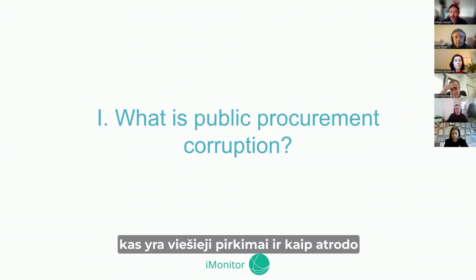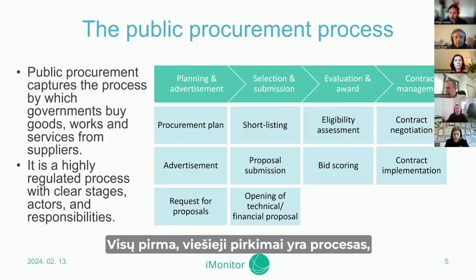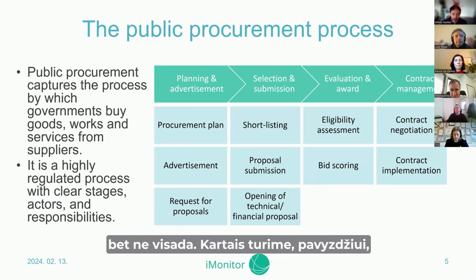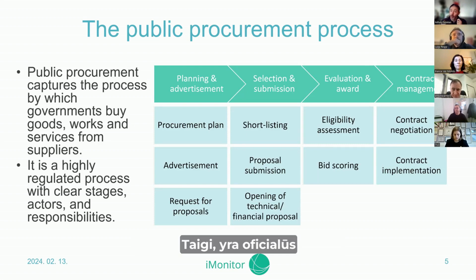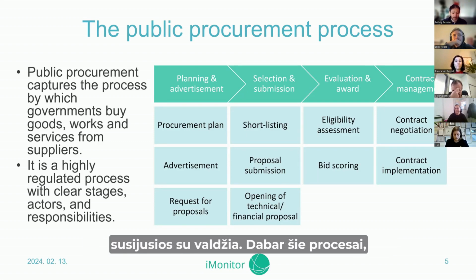module is to understand what public procurement is and what corruption looks like in this particular domain, so very specific to this area. First of all, public procurement represents the process by which governments buy goods, works, and services from suppliers, typically private sector suppliers, but not always, right? Sometimes we have state-owned energy utilities, for example. So in that sense, there is a formal buyer-supplier relationship, but both sides of the contracting process are government related.